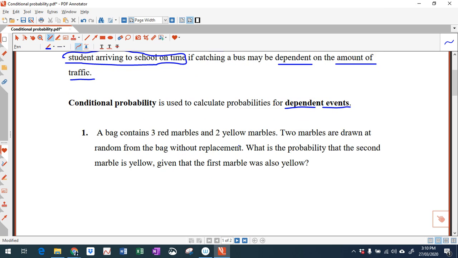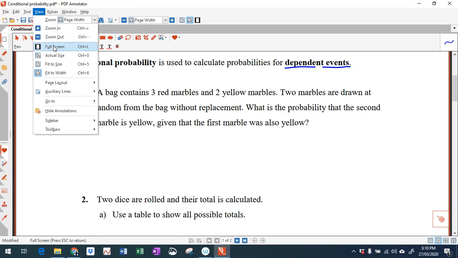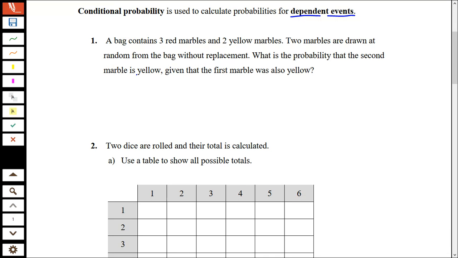Let's have a look at the first one. I'm just going to go to full screen mode so I've got more writing space. Okay, here we go. We've got a bag consisting of 3 red marbles and 2 yellow marbles, so altogether 5 marbles. Two marbles are drawn at random from the bag without replacement, so you take the first marble out and you don't put it back. What is the probability that the second marble is yellow given that the first marble is yellow?